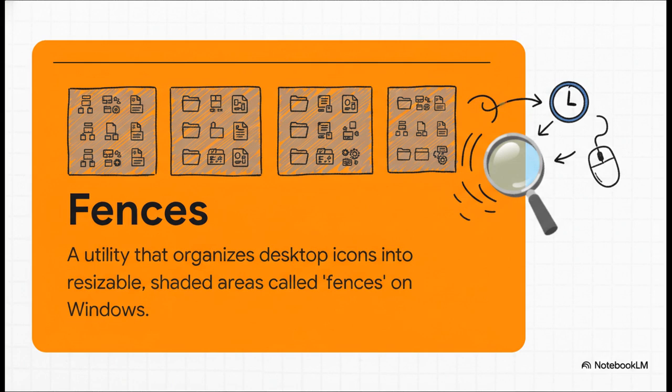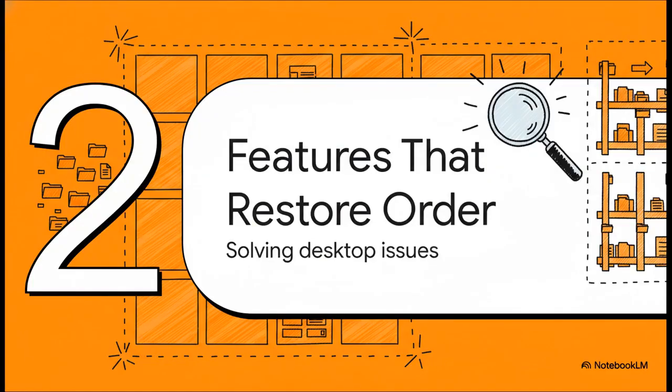So what is it, really? Fences is this brilliant little utility for Windows 10 and 11 from a company called Stardock. The basic idea is that it lets you create these shaded, resizable boxes on your desktop to group your icons. But where it gets really powerful, as you're about to see, is in the automation and the instant access. So how does it actually work its magic? Let's dive into the key features that make Fences so incredibly good at decluttering your digital life.